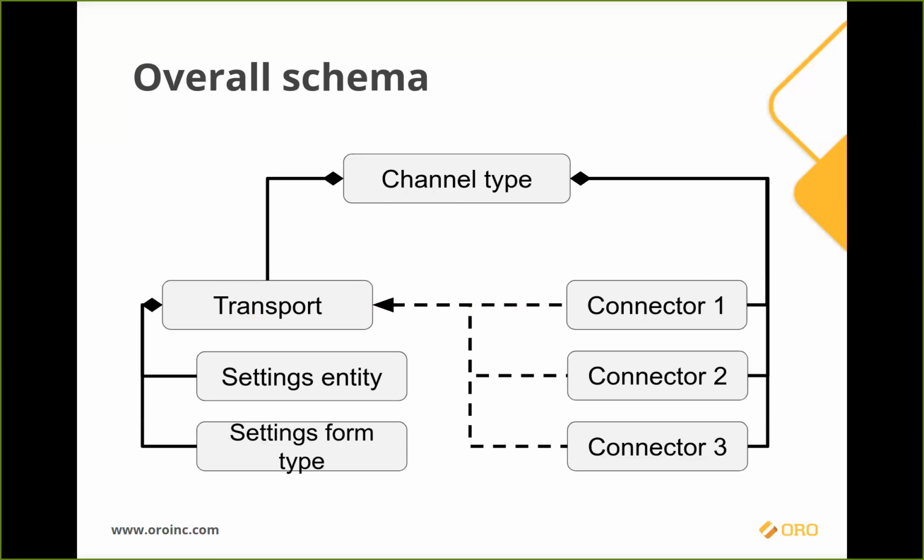So this is how the schema should look. You have one channel type, so for example, Zendesk. Then you have the transport, so the class that knows the logic of how to communicate with the endpoint. And this transport needs two classes to work: the settings entity and the settings form type. So you display the form type whenever you select this channel when you create a new integration, and then you store it in the settings entity in this single inheritance table.